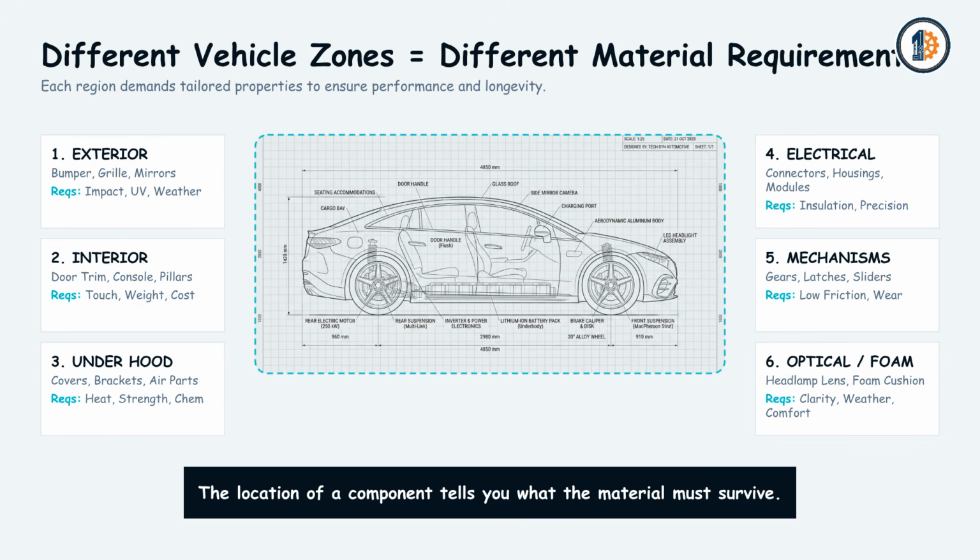One useful way to understand automotive plastics is to divide the vehicle into different zones. Exterior components must handle impact, sunlight, weather, and temperature changes. Interior components often focus more on appearance, touch, weight, and cost. Underhood components may experience heat, vibration, oils, and chemicals. Electrical components need insulation and dimensional accuracy. Moving mechanisms need wear resistance and low friction. And optical components need transparency and long-term clarity. So even the location of a component gives us an early indication of what the material needs to survive.